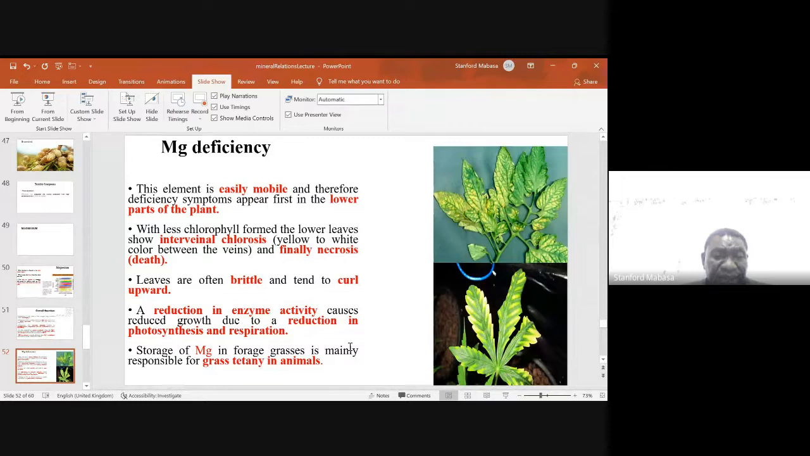Now, storage of magnesium in forage grasses can cause grass tetany in animals which eat this grass.